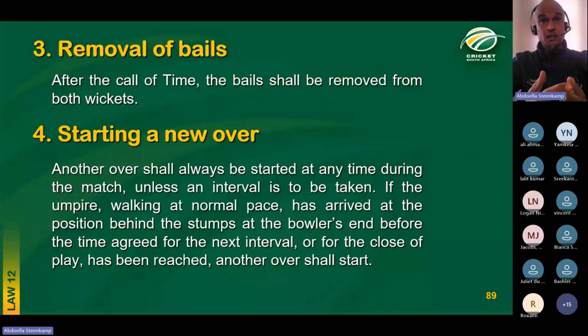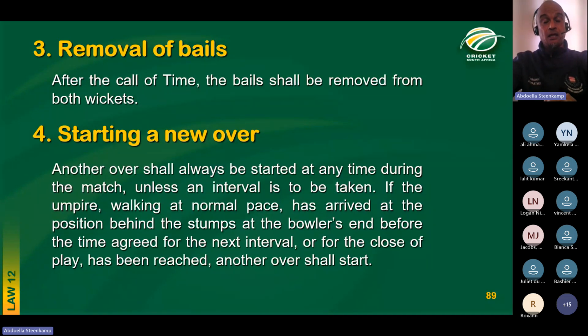So the law tells us, because it's 11:59, we haven't reached our scheduled lunchtime yet, which is 12 o'clock. We need to start a new over. But the law guides us further. It's 11:59. The bowler's end umpire then calls over. Now, for a new over to be started, the umpires need to walk at normal pace, especially the striker's end umpire, who needs to walk at normal pace towards the bowler's end.